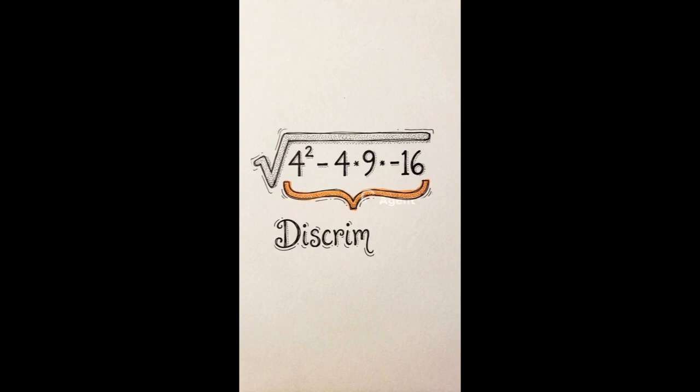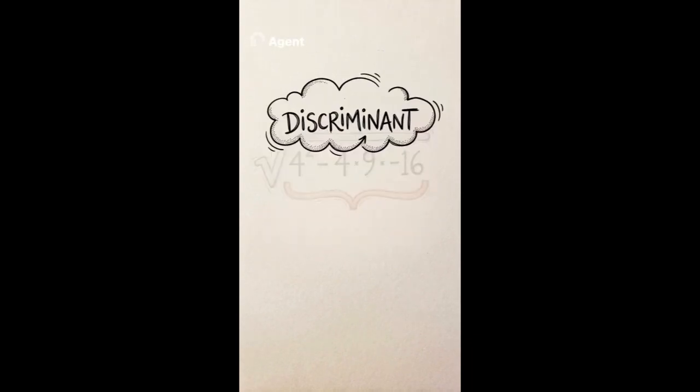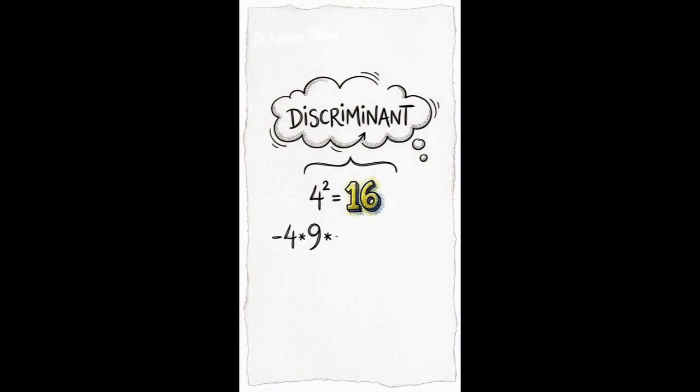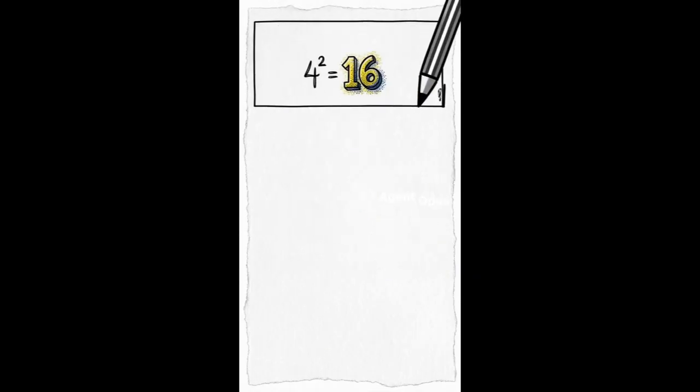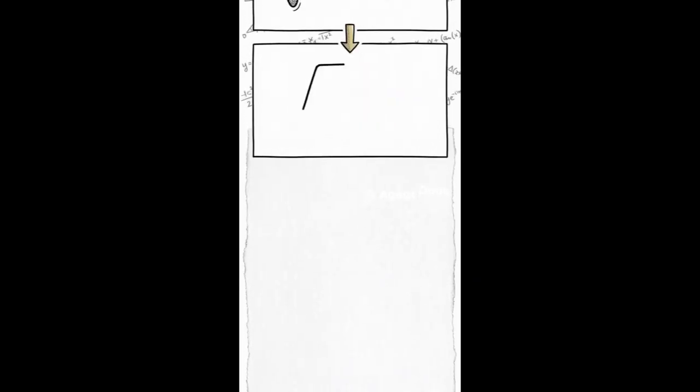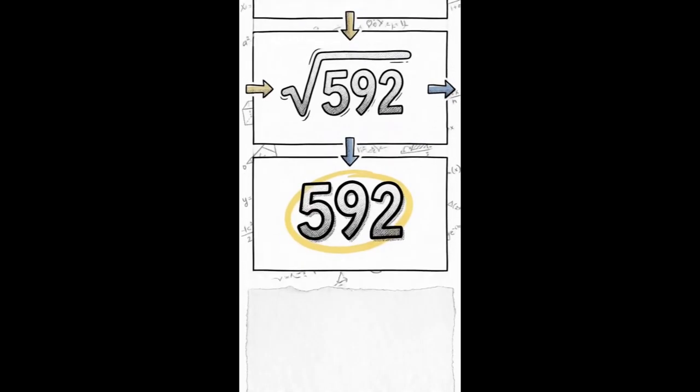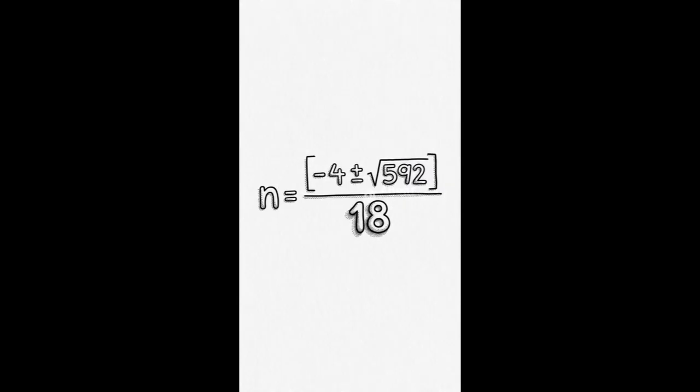Next, we simplify the expression inside the square root, which is called the discriminant. 4 squared is 16. Negative 4 times 9 times negative 16 is negative 36 times negative 16, which equals 576. So inside the square root, we have 16 plus 576, which is 592. Our equation now looks like this. n equals negative 4 plus or minus square root 592 over 18.